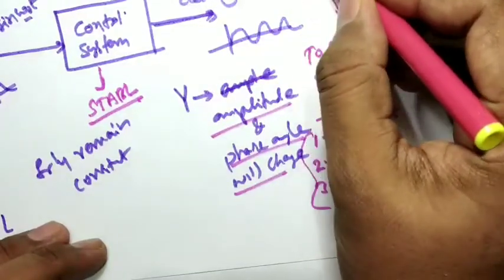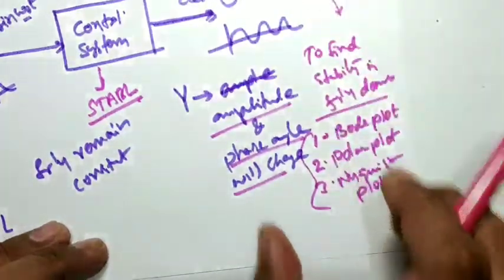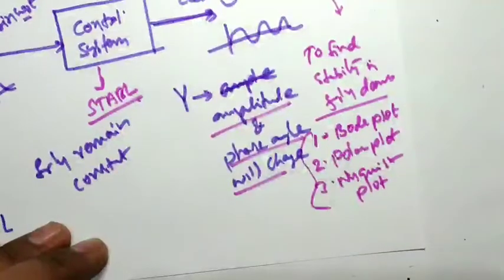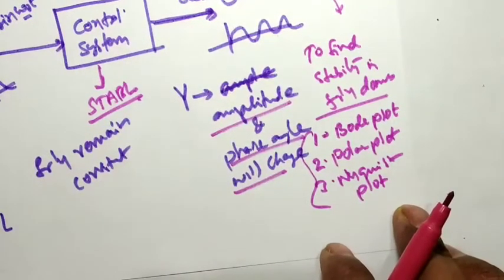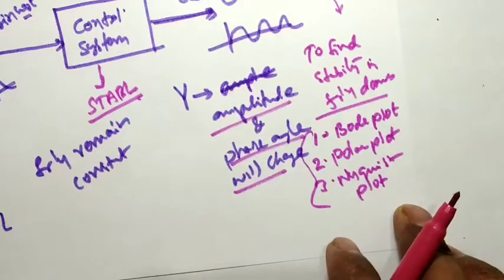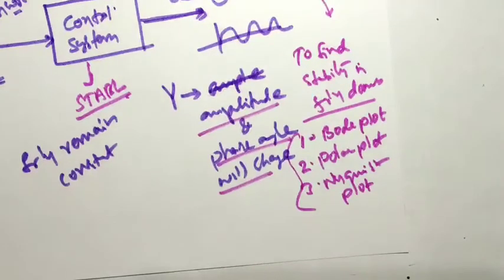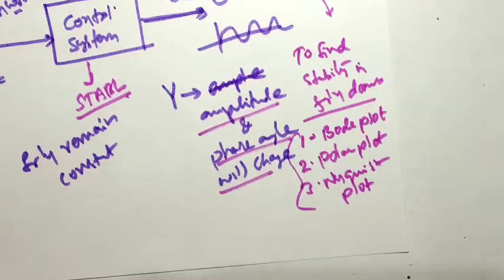For this steady state response, you have to apply the frequency plots: the Bode plot, the polar plot and the Nyquist plot, to find the stability of the system. So let's see how to find the stability of the system in a Bode plot. It's very easy, and I will give the concept so that it's easy to understand.